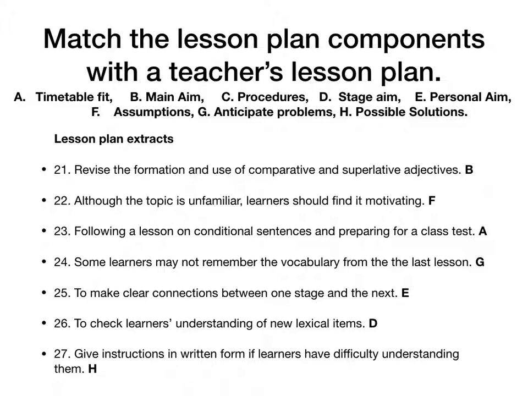And if we go to number 27, it gives you the solution. Give instructions in written form if learners have difficulty understanding them. 25, to make clear connections between one stage and the next. That's a personal aim. That does not talk about students learning at all. It talks about teachers and what the teacher is going to be doing.